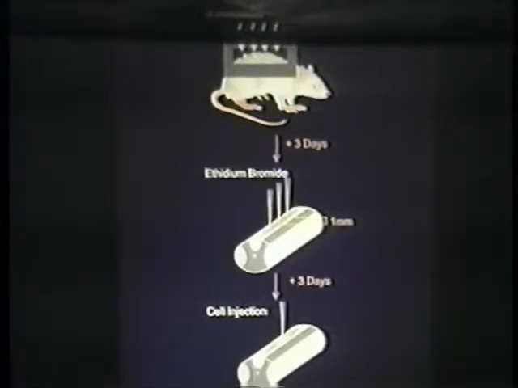I'll show you a little monkey work later. And then we inject an agent called ethidium bromide, and it just gloms up the nucleic acids and kills the cells within a long white matter tract called the dorsal funiculus, in this case in the rat spinal cord. And then pretty routinely we stick to 3 days. We then go back in and we inject the various cell types that we're interested in.